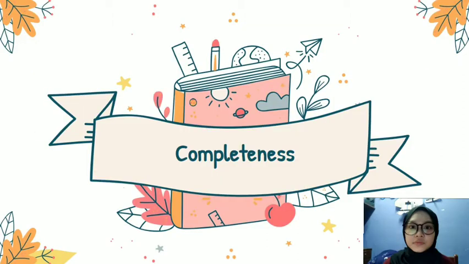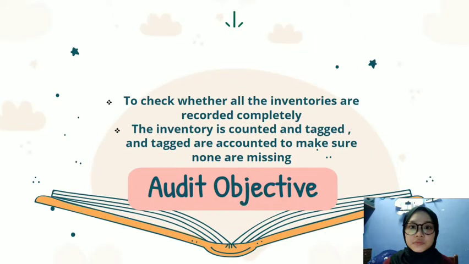My name is Nur Atika binti Abdul Aziz. I'm going to explain the assertion of completeness of the inventory and warehousing cycle. We need to make sure that all the inventory is recorded completely. The audit objective for completeness is to check whether all the inventories are recorded completely. The inventory is counted and tagged and accounted for to make sure none of the inventory is missing.